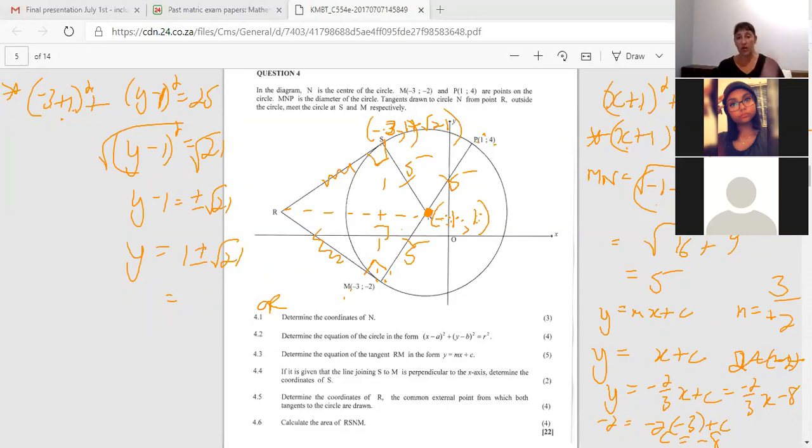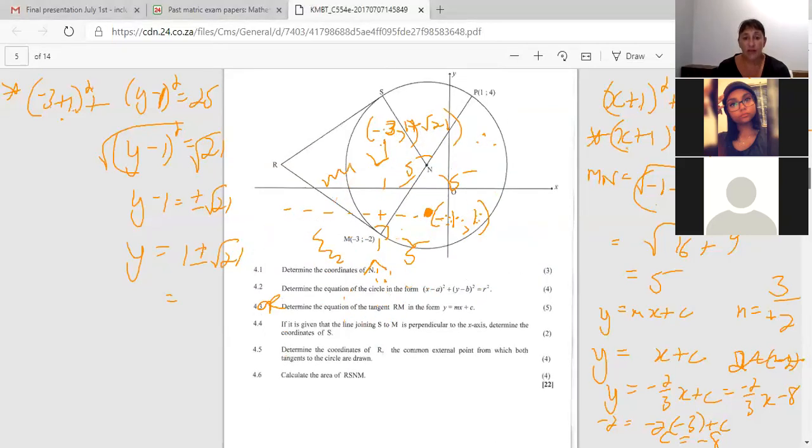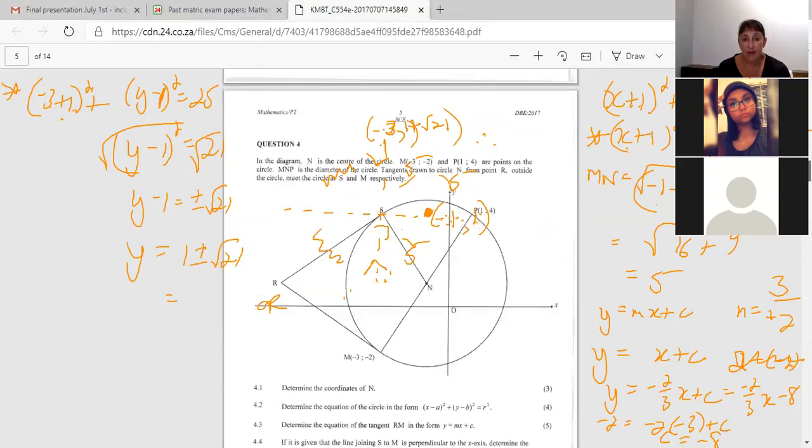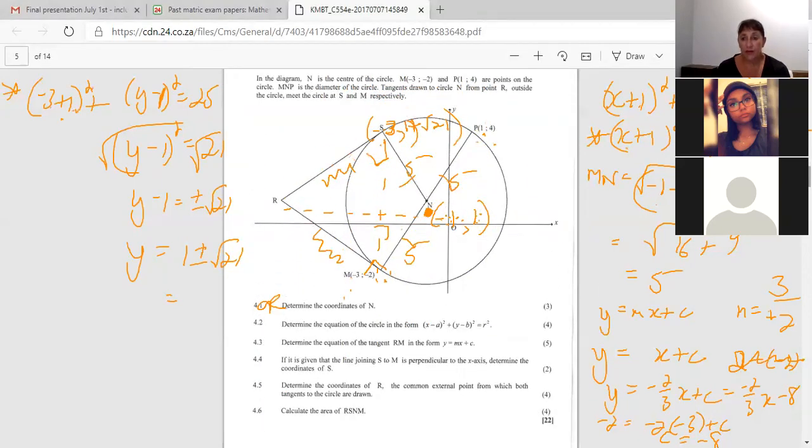It just doesn't seem right. But anyway, right, so you've got that. And then let's see if there's another part to it. Calculate the area of RSNM. Okay, those are always a bit yucky.